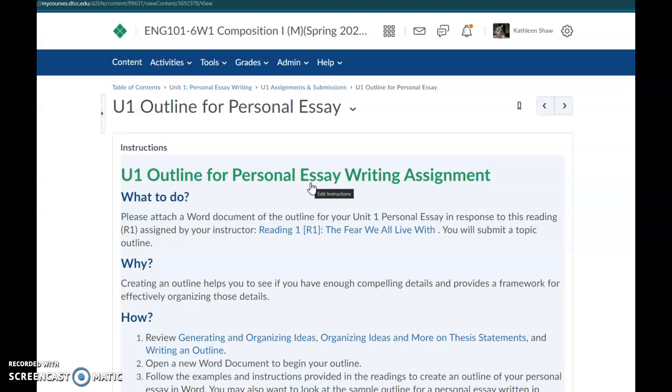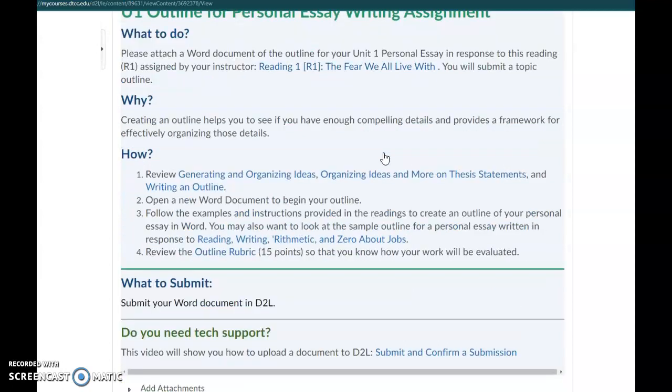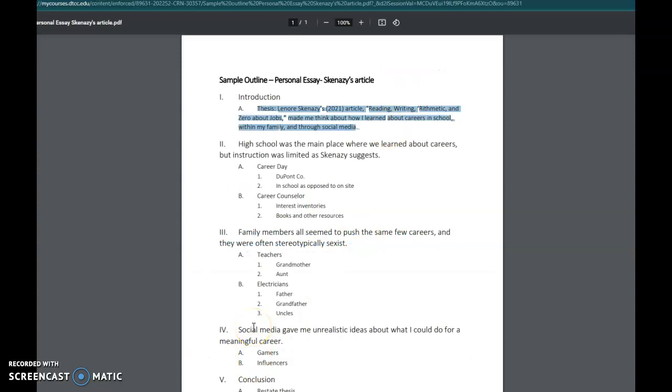If you look at the assignment details, which I also include in the announcement that you should make sure to do, you can see that you're going to be focusing on the same reading we've been working with, The Fear We All Live With, and using some of the resources that are linked. You're going to open your own Word document and create an outline. Here, you're going to be submitting what we would call a topic outline. There's a good example of it in the Reading, Writing, Arithmetic, and Zero About Jobs section. This is a sample outline of what it might look like.